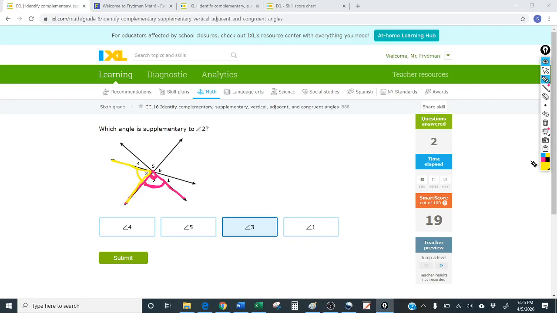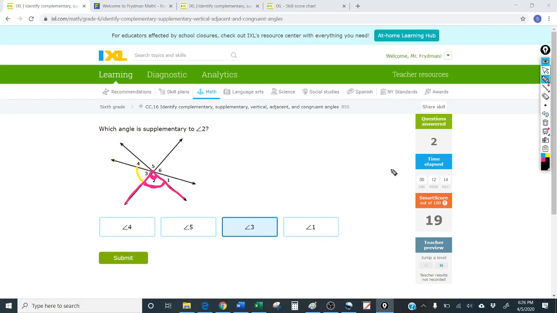Now, if I start with angle 2 and go all the way through angle 2 and then through angle 3, does this make a straight line? No, it does not make a straight line. So angle 2 plus angle 3, I can see from the picture here, would actually be a little bit less than 180 degrees. So angle 2 and angle 3 are not supplementary.